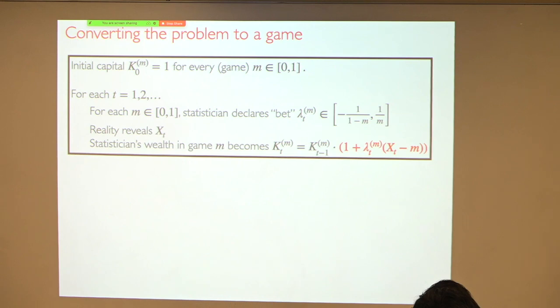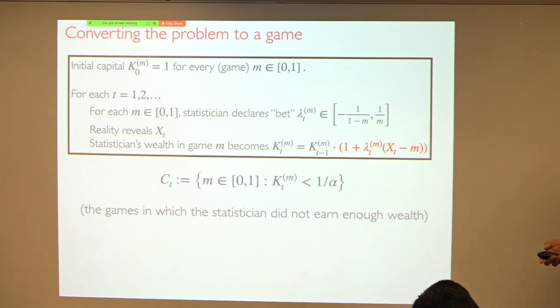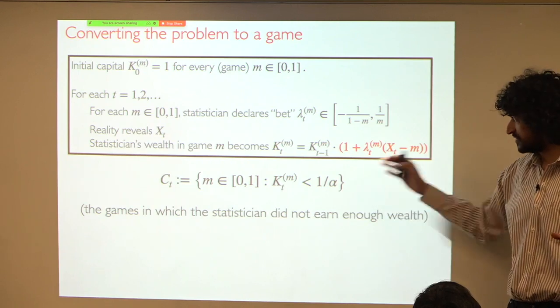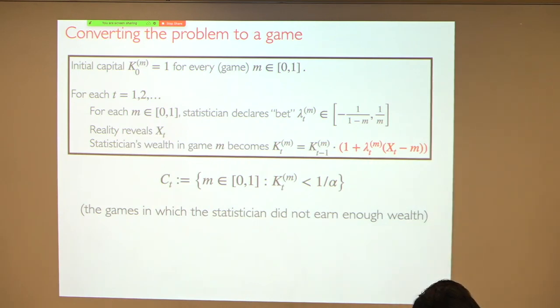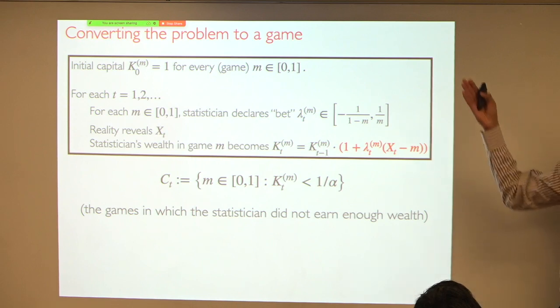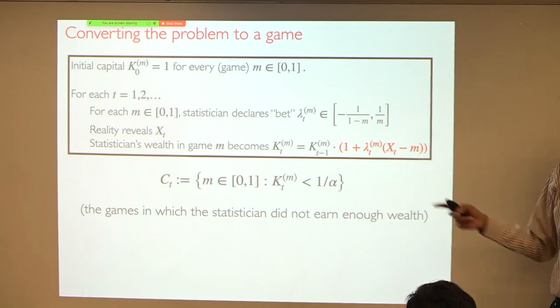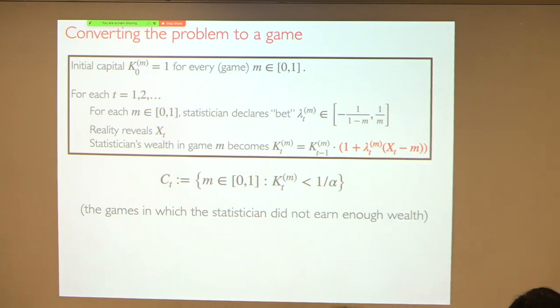Now all I've done is I've taken my original problem of estimation and I've written down a game, and now actually I'm done. That's the end. This is my confidence sequence: the set of all games in which my capital is less than 1 over alpha. Alpha is my type 1 error. So think about alpha as being 0.05. 1 over alpha is 20, and I start off with $1 in every game. The games in which my wealth is less than 20, that is the definition of my confidence set.